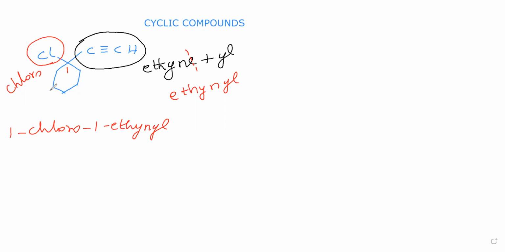This is a cyclic compound, therefore cyclo. It contains 6 carbons, therefore hex. Carbon single bond, therefore ane. So 1-chloro-1-ethynylcyclohexane.